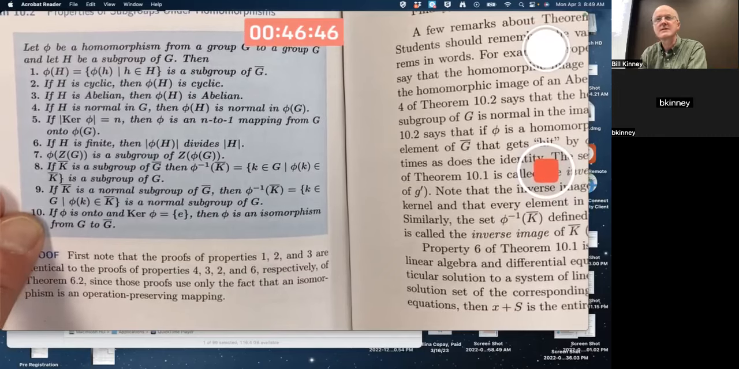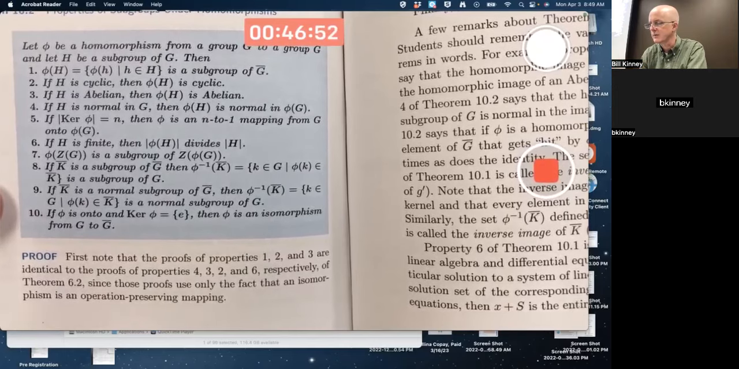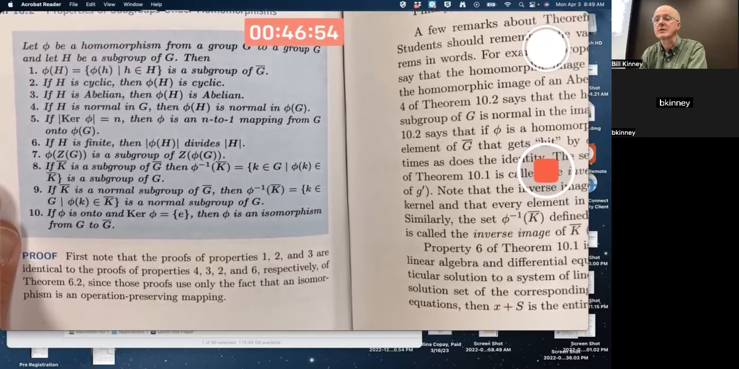By the way, these properties do come up in linear algebra in various forms. These things I'm talking about come up with regard to linear transformations, though with different notation and different terminology.